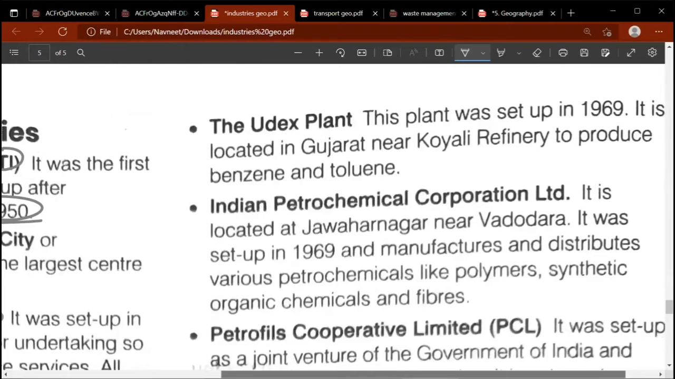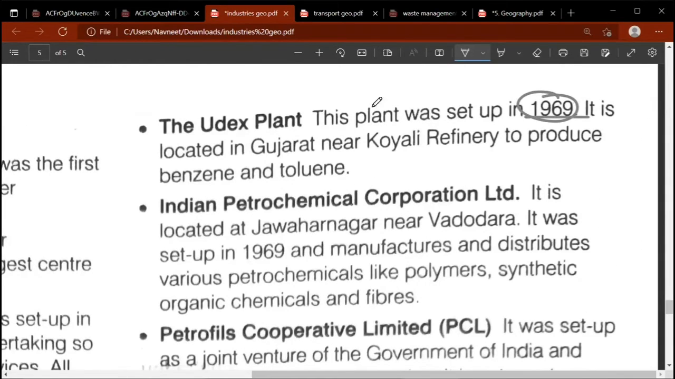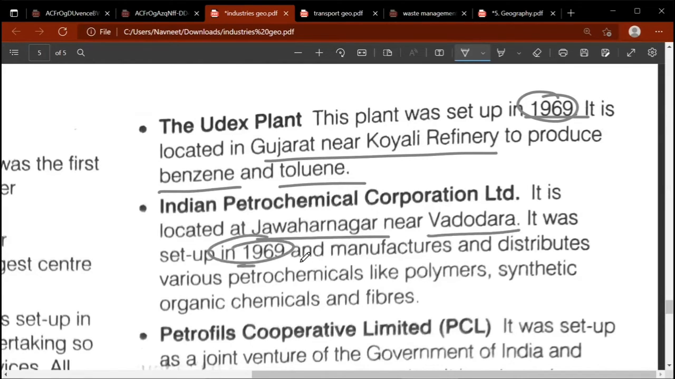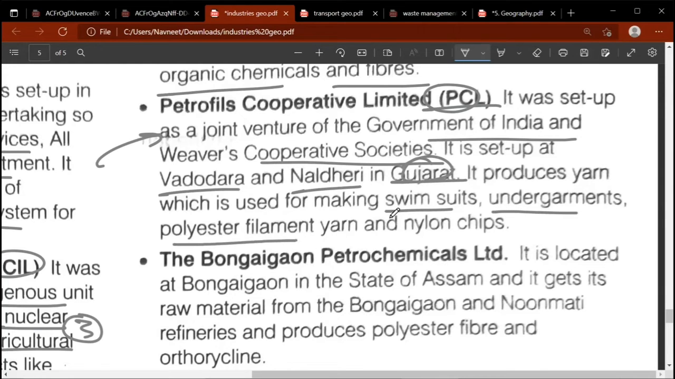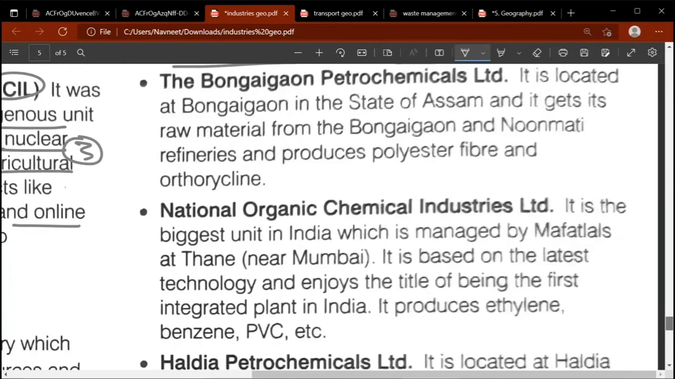The UDEX plant. This plant was set up in 1969. It is located in Gujarat near the Koyali refinery to produce benzene and toluene. Indian Petrochemical Corporation Limited is located at Jawaharnagar near Vadodara. It was set up in 1969 and manufactures and distributes various petrochemicals like polymers, synthetic organic chemicals, and fibers. Petrofils Corporation Limited (PCL) was set up as a joint venture of the Government of India and the Weavers Cooperative Society at Vadodara and Nandesari in Gujarat. It produces yarn which is used for making swimsuits and undergarments, polyester filament yarn, and nylon chips.